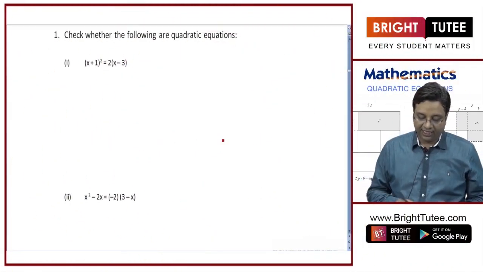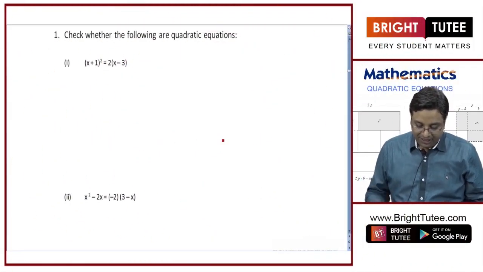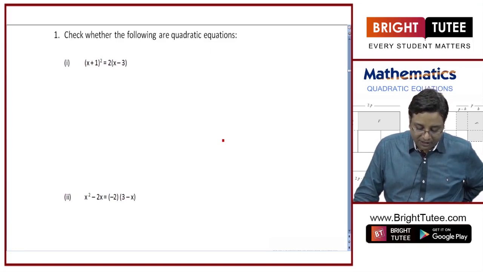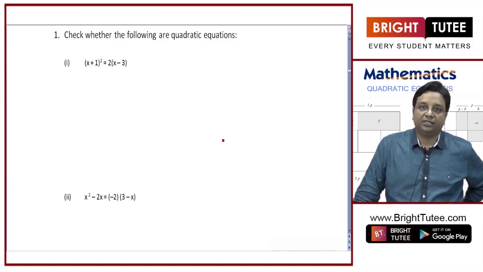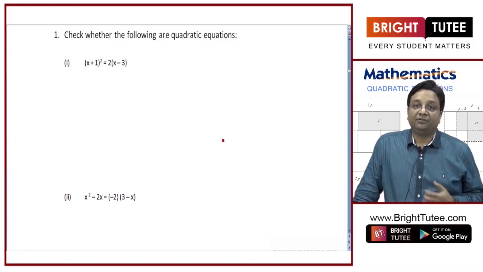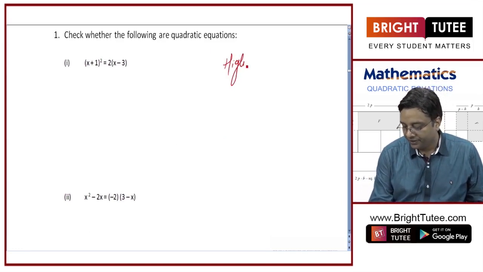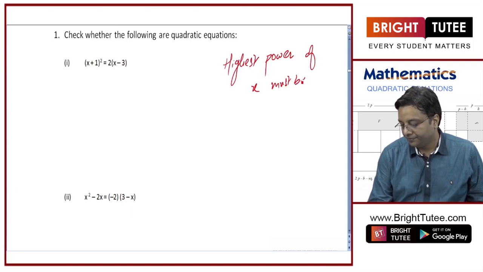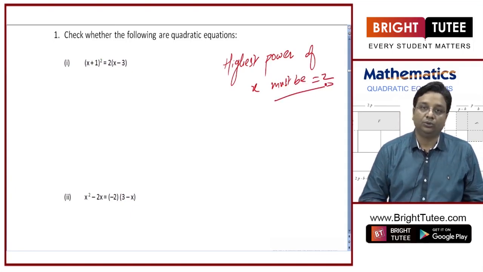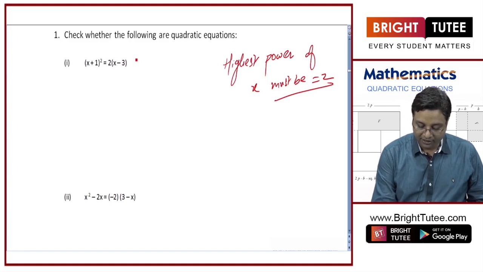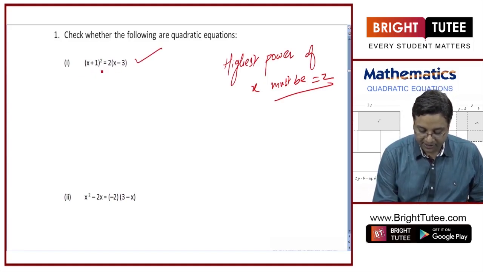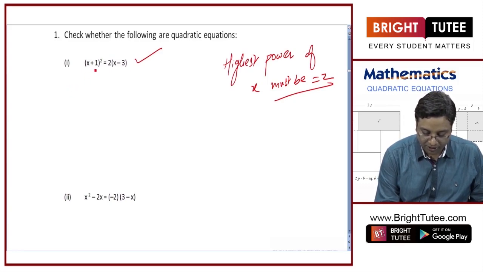Let us do these exercises, which seem really simple because we just need to check whether these are quadratic equations or not. So what we are looking for here is that the highest power of x must be equal to 2, right? So let's look at this one. This is quite obvious that it is a quadratic. Let's solve it and show it to you.